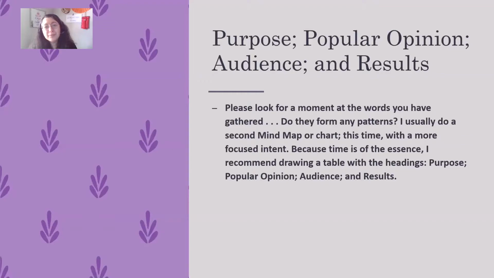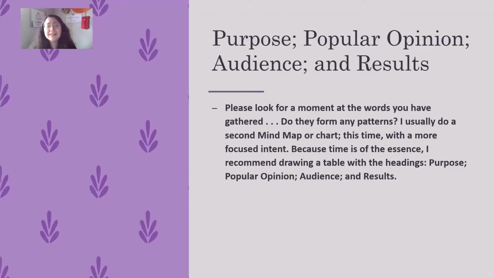So we're on to purpose, popular opinion, audience, and results. I always kind of divide up my drafting process into this. I ask myself what my purpose is, what I think others believe about my possible topic, who I'm writing for, and what outcome or result or impact would I like my paper to have. So please look for a moment at the words that you have gathered in your previous drafting, your mind map. Do they form any patterns? I usually do a second mind map chart, dividing it up to focused intent, as I've just previously mentioned.